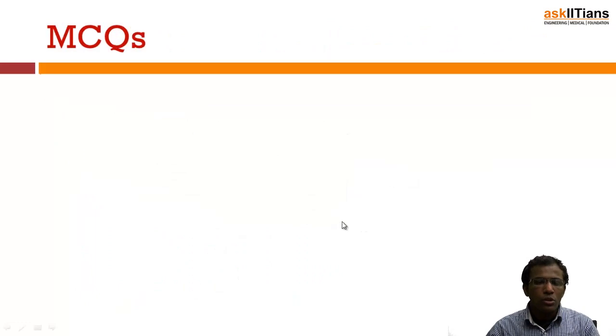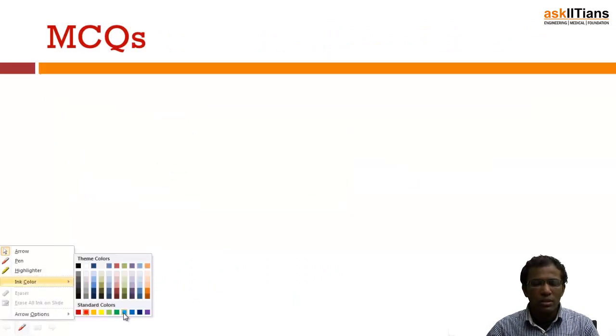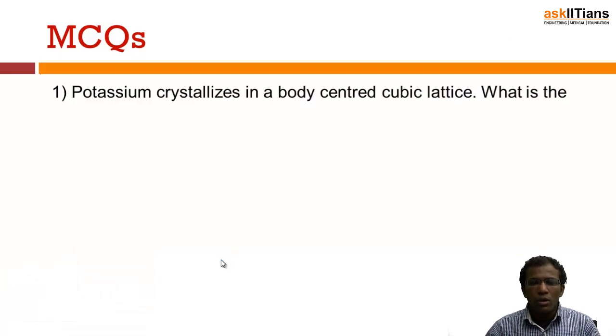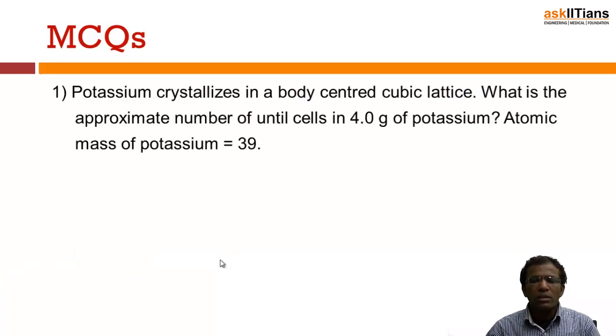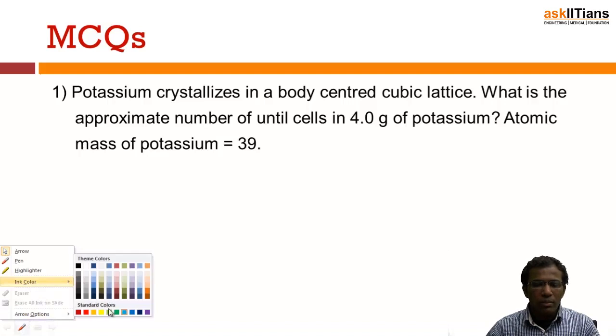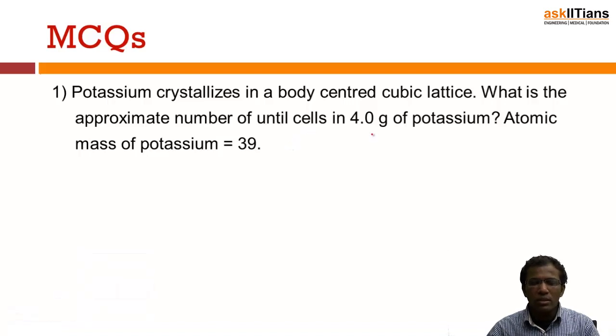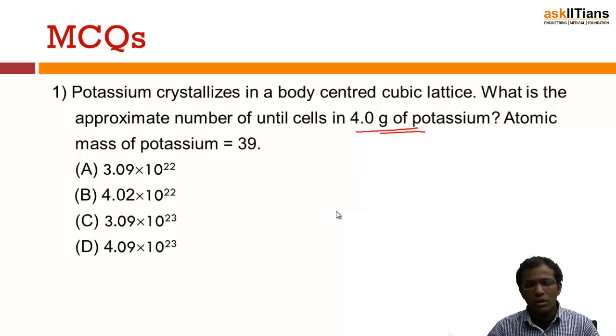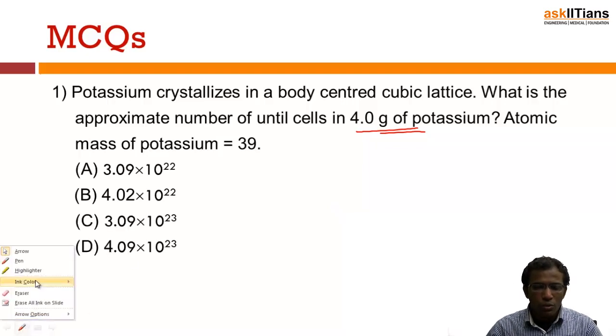Okay. So, let us solve some questions based on the concept that we discussed right now. Potassium crystallizes in a body centered cubic lattice, BCC. What is the approximate number of unit cells in 4 grams of potassium? The atomic mass of potassium is given. So, we need to calculate the approximate number of unit cells. Options A, B, C, D are given. So, how do we approach this question? How can we solve this question?